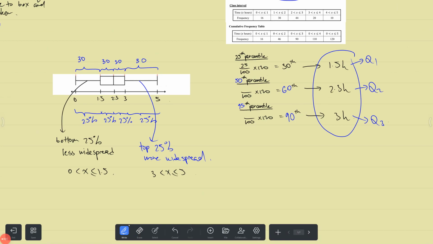Right? So for now, we've learned how to transfer from a cumulative frequency curve, which is what we have originally, into a box and whiskers diagram. Alright? That's it for now. Thank you.